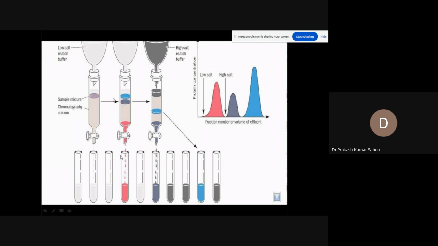First, the red component is separated, followed by the solvent part. Then the dark blue, then we have the solvent part again, then we have the sample part. Accordingly, depending upon the interaction of these components with the stationary phase, your components get separated.